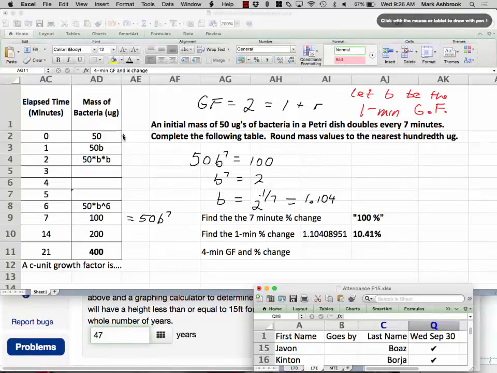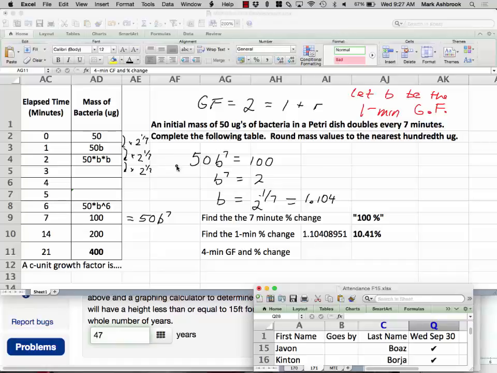Yeah, because so what does the 1-minute growth factor mean? It means every minute we multiply by, and it's going to be 2 to the 1/7, right? So every minute we multiply by 2 to the 1/7. So then what happens every 4 minutes? You multiply it 4 times. That's right. And how do we express that? We multiply by 2 to the 1/7 4 times.